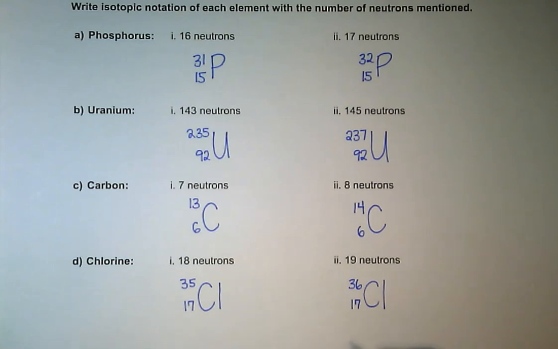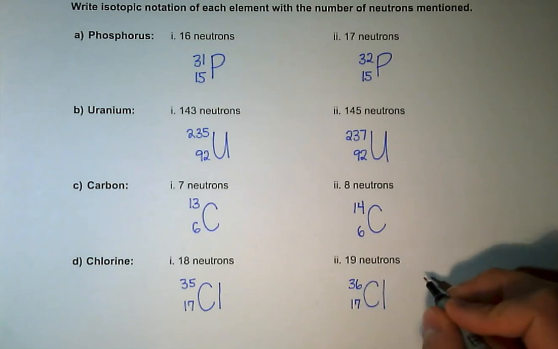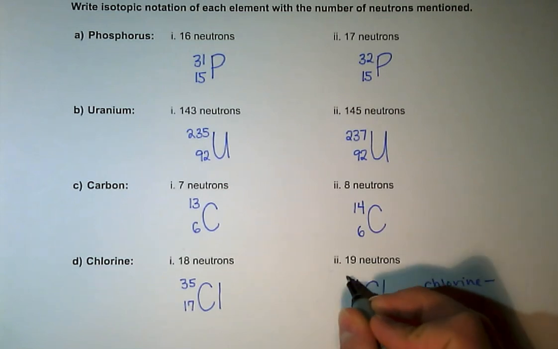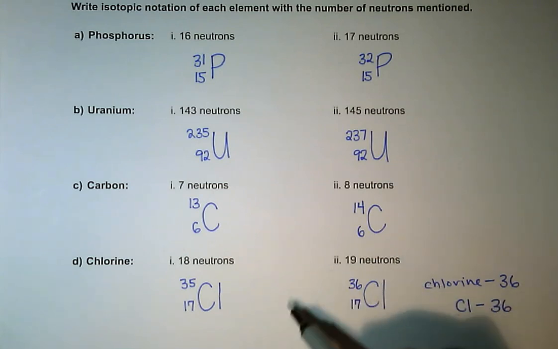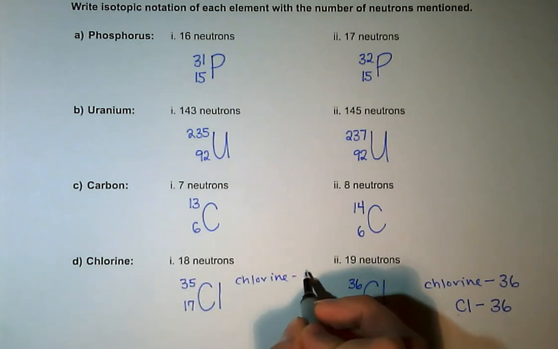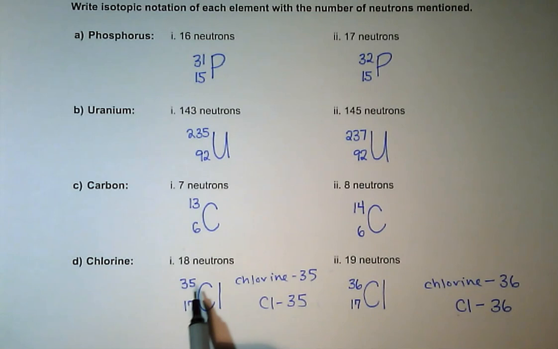But we can also show isotopic notation, or show what isotope we're talking about, in a simpler manner, just by putting the name of the element. So for instance, chlorine, then putting a dash and putting the mass number. So chlorine-36. And we could also abbreviate it by just putting the symbol, dash, mass number, Cl-36. Versus over here we would have chlorine-35 or Cl-35. So all these are correct methods of showing which isotope we are referring to.